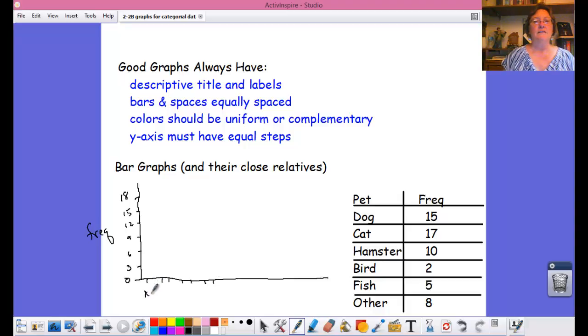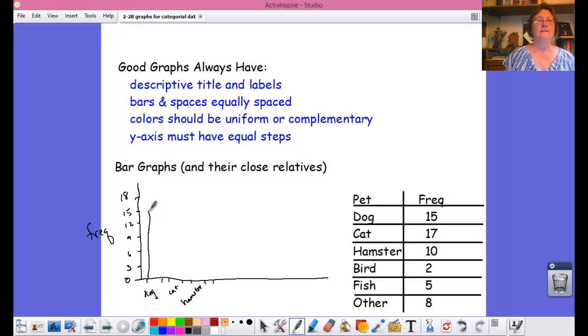So this first bar is going to be my dog bar, then cats, then hamster, which I'm going to have to really try hard to fit in there. And I'm going to go ahead and draw my first bar, and then I'm going to ask you to pause the video and complete that bar graph, please.